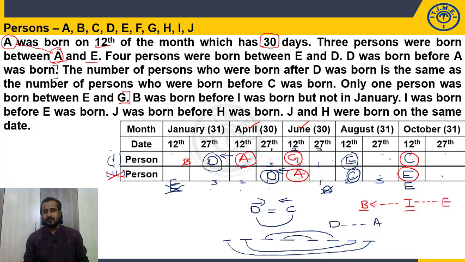Now check it. So E is already here. So this must be I's position. This must be B position, because B was not born in the month of January. Right. Now what else we have?